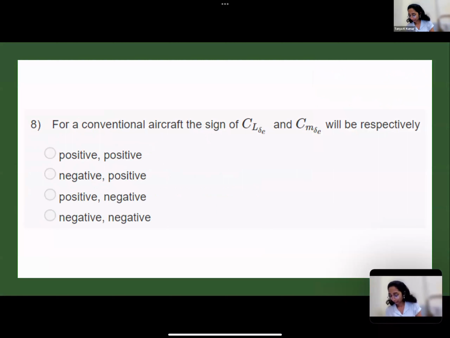For a conventional aircraft, the signs of CL delta E and CM delta E will respectively be? What is the sign of CL delta E? Okay, but you'll have to explain. Why is it C? What is the sign of CL delta E? What is CL delta E?